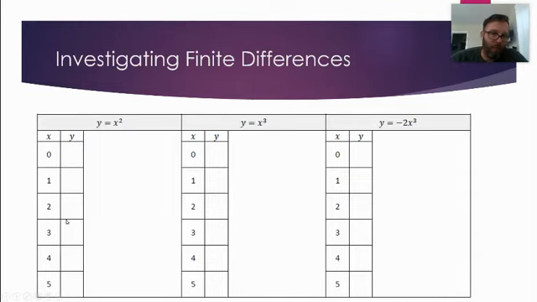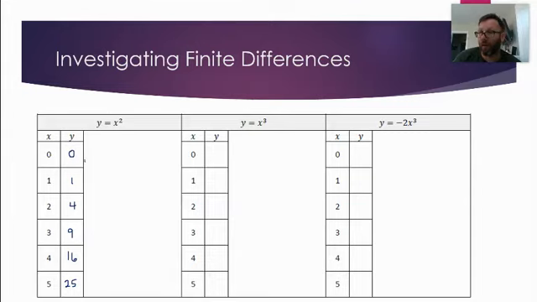So for example, for y equals x squared, I expect most of you can just get these filled in with mental math. 0 squared is 0, 1 squared is 1, 2 squared is 4, 3 squared is 9, 4 squared is 16, 5 squared is 25. Now, what we mean by finite differences, you've been doing these since your grade 9 math course, is the first differences, second differences, third differences, and so on and so forth.